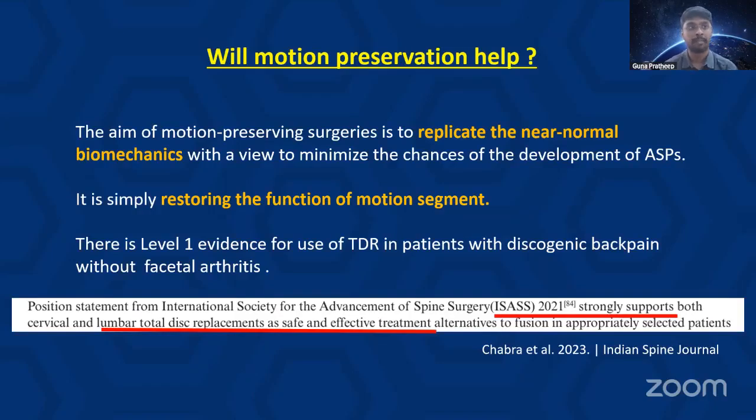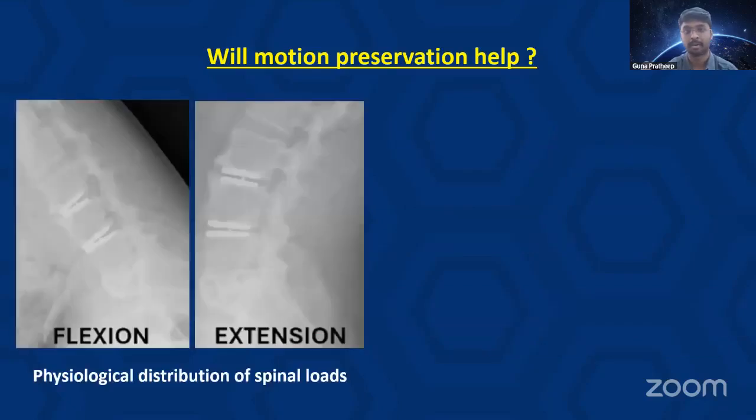So coming to the topic per se, is motion preservation going to help? The aim of motion preservation is to replicate the near-normal biomechanics of lumbar flexion and extension in your day-to-day activities, restoring the function of the motion segments. There is clear level 1 evidence to suggest the role of lumbar motion segment surgery, for example, total disc replacement in discogenic back pain patients without facet arthritis. This has been shown in various international publications, and a lot of research has gone into this topic.